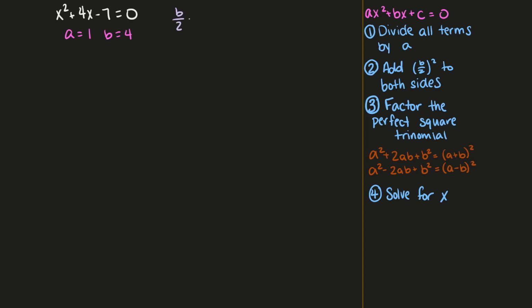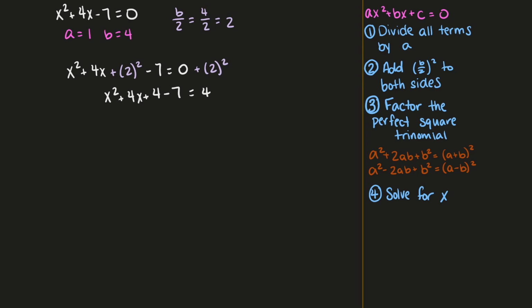Next, let's figure out what our b over 2 is. So b over 2 is going to be 4 over 2, which is equal to 2. Now we know we can plug that in and add b over 2 squared to both sides. So our expression becomes x squared plus 4x plus 2 squared minus 7 equals 0 plus 2 squared. We want to add it to both sides. In other words, we have x squared plus 4x plus 4 minus 7 equals 4.